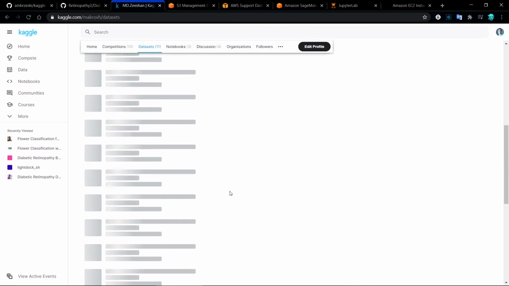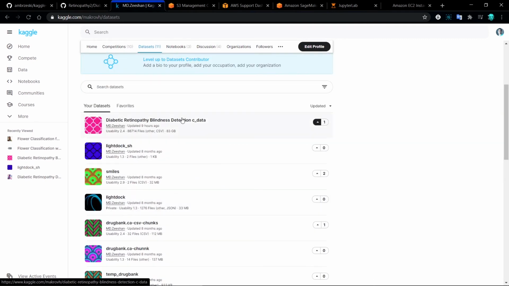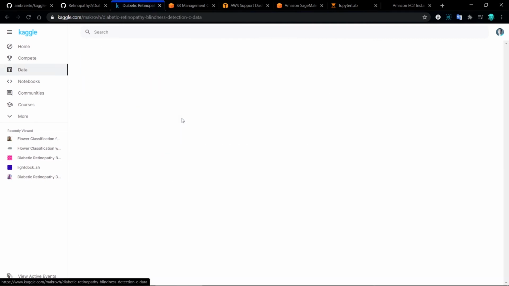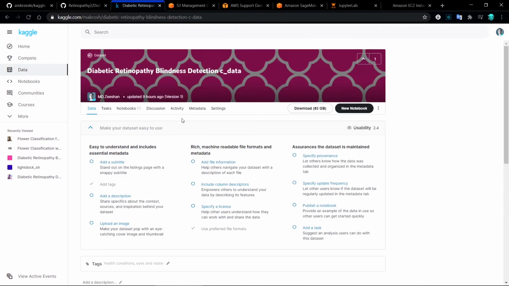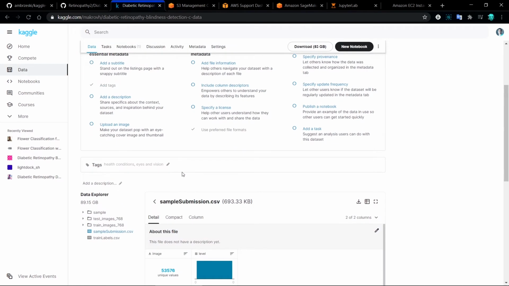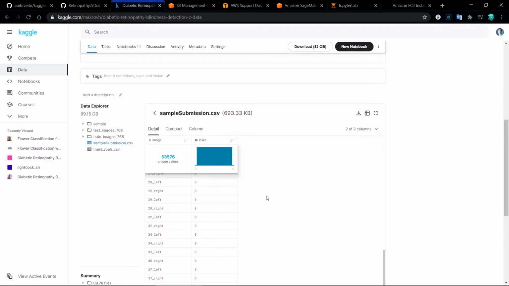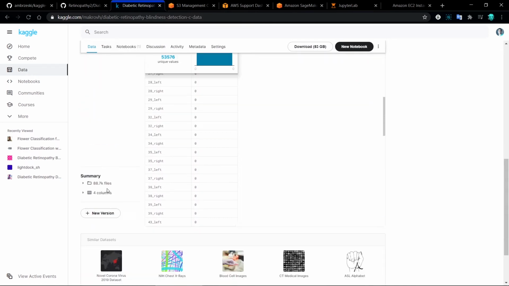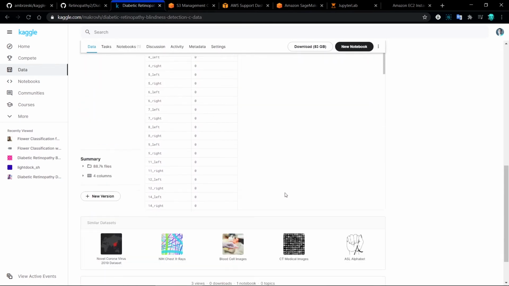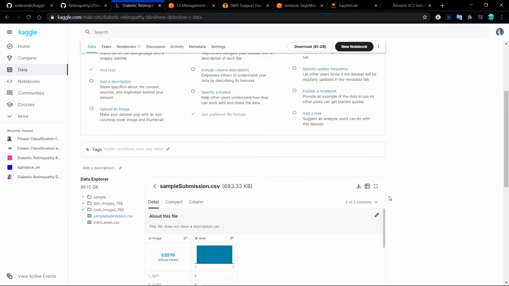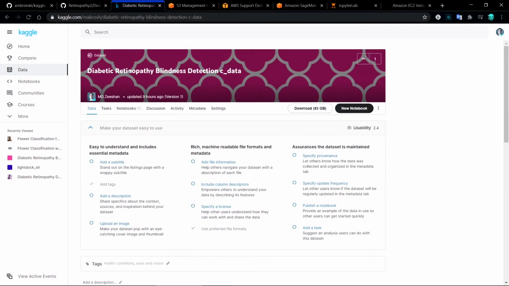So this is the dataset that we have prepared, 83 gigs of our dataset after zipping and unzipping, and these are the files. These are the sample submissions, these are test images, 89 gigs of data. It's showing that here, and I've made it public too. Anyone can just search for diabetic retinopathy blindness detection c_data. Here c_data stands for competition data.